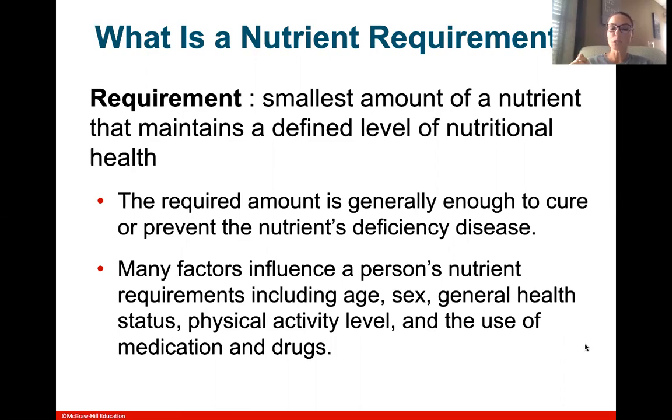Now, we have general requirements for how old you are, if you're male or female, your health status, that type of thing. But these can change over time, specifically when we are younger, pregnant, and as we get older. Some of our nutrient needs will change over the course of our lifespan.